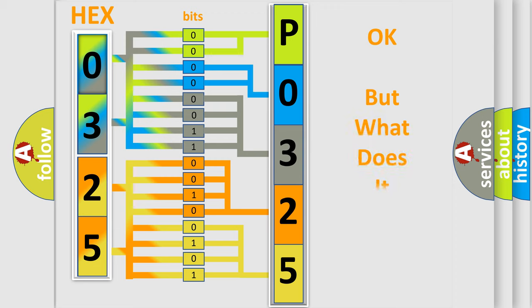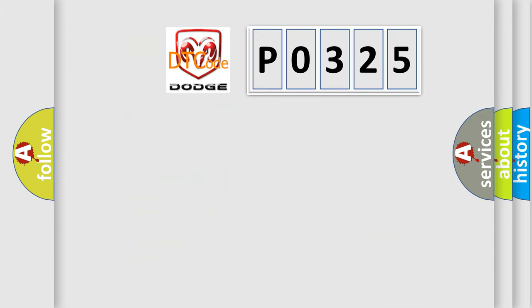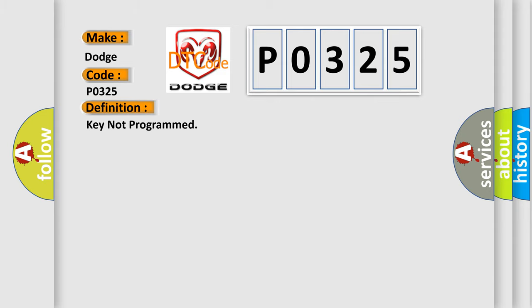The number itself does not make sense to us if we cannot assign information to what it actually expresses. So, what does the diagnostic trouble code P0325 specifically mean for Dodge vehicles? The basic definition is key not programmed.